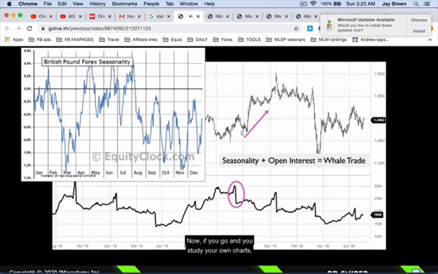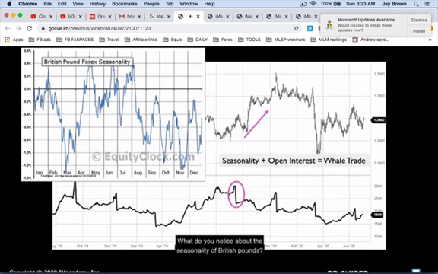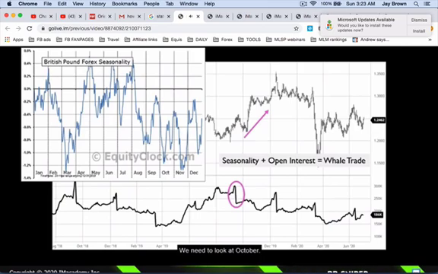Now, if you go and you study your own charts, which I hope you do, there's also an imbalance right here as well on the daily. And so right when that imbalance fills here, what do you notice about the seasonality of British pound? We need to look at October. So what does October show you?